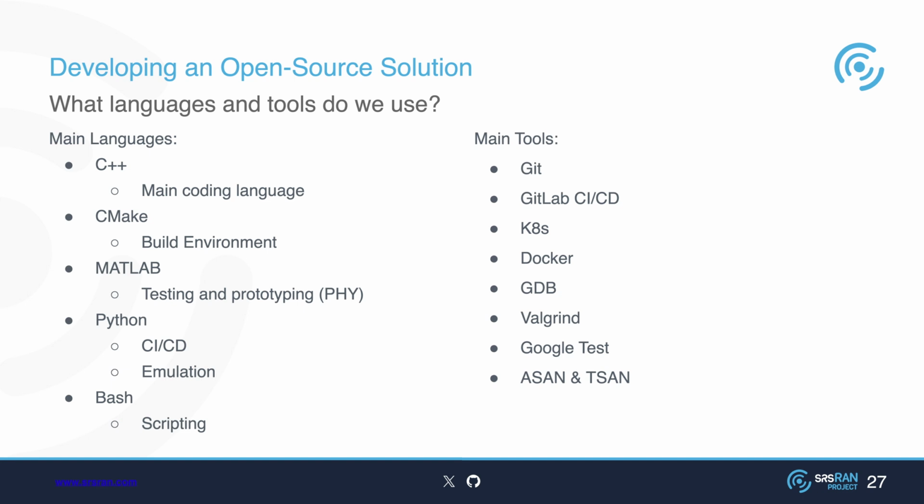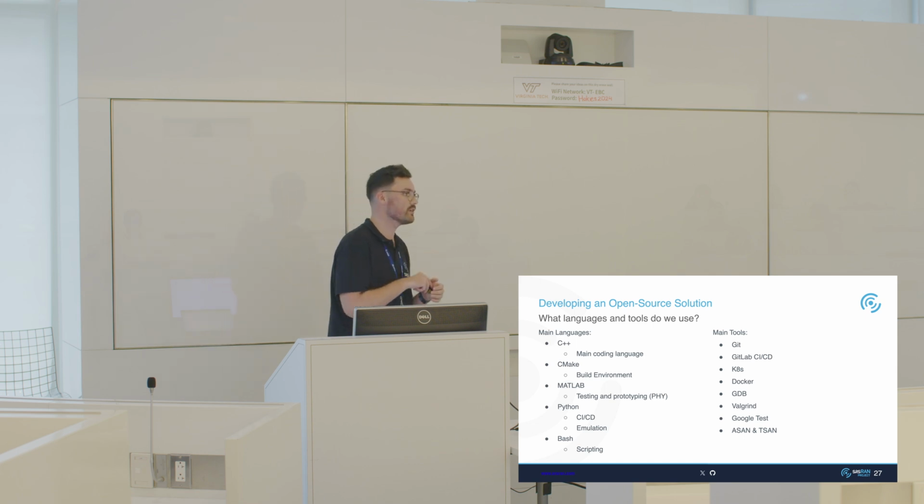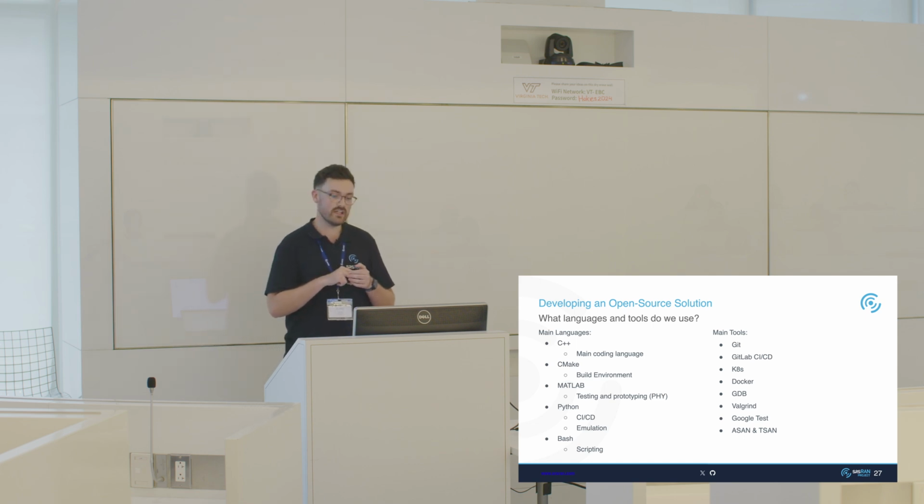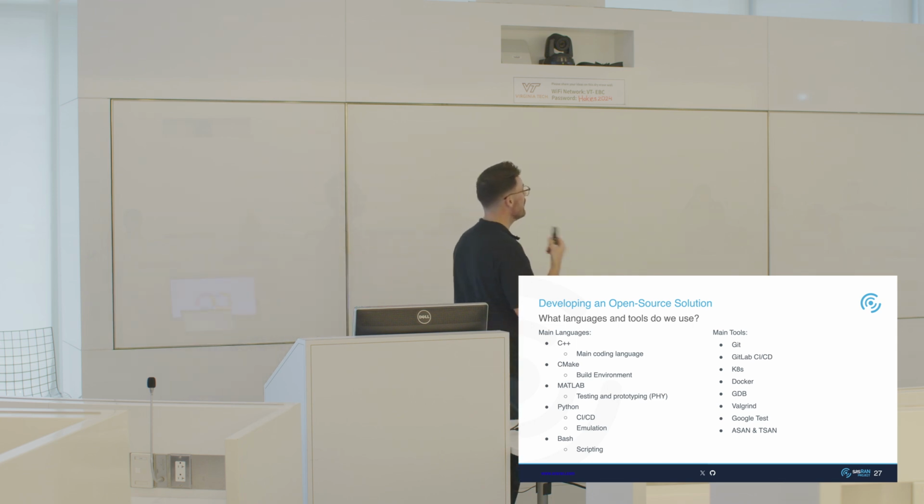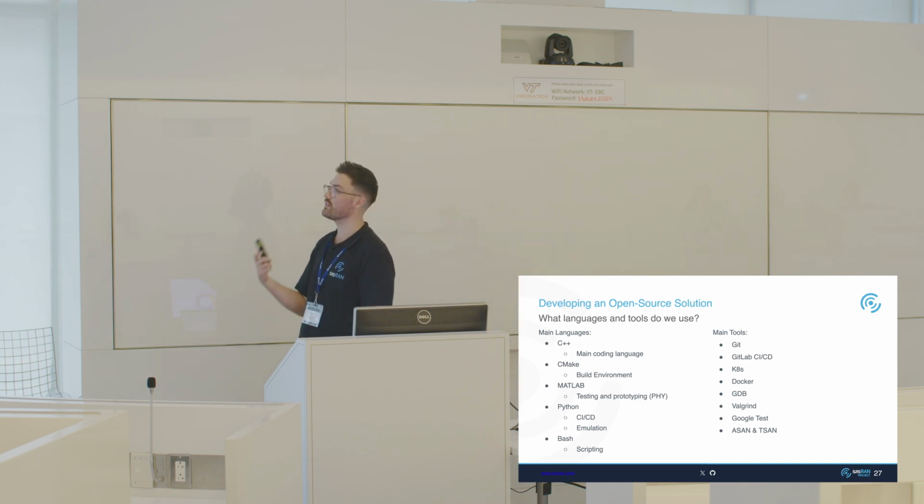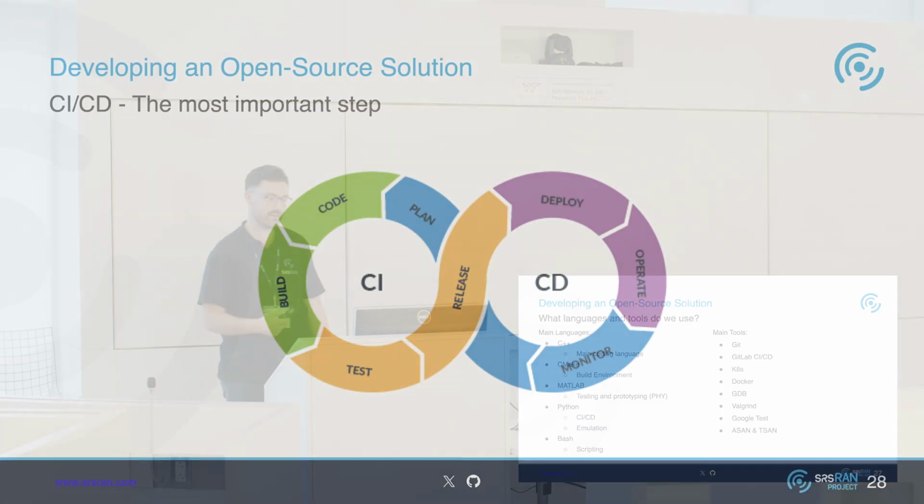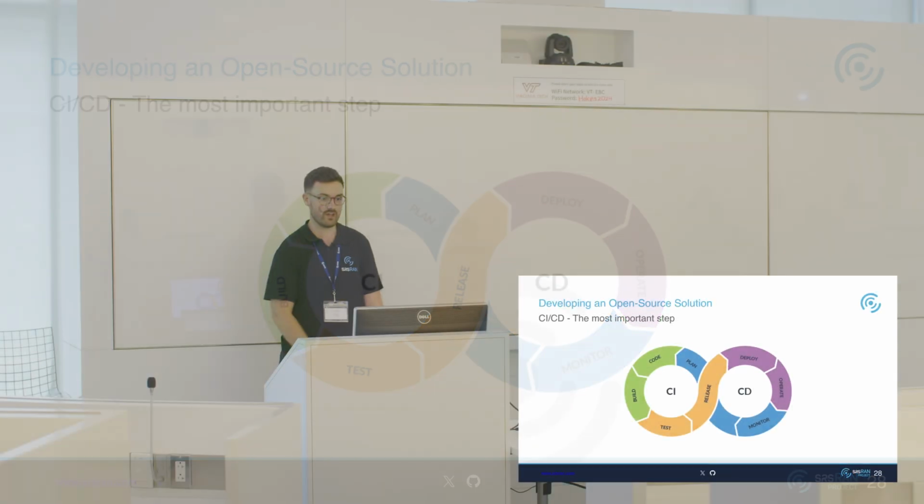In terms of the tools we use, so we use Git. That's where you guys, GitHub, that's where you get your stuff. We have GitLab for the CI/CD, Kubernetes for some stuff, Docker, GDB, Valgrind, Google Test, and ASAN and TSAN. Okay, so in terms of developing an open source product, developing any product, CI/CD is your most important step. And it's something we spend a lot of time on. And it's what allows us to create code that works. Everything that goes out into the open goes through this pipeline numerous times at numerous different stages.